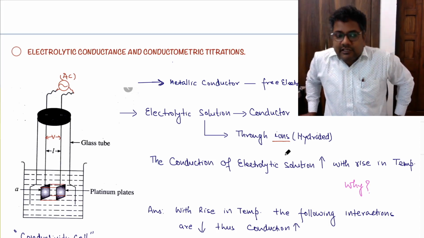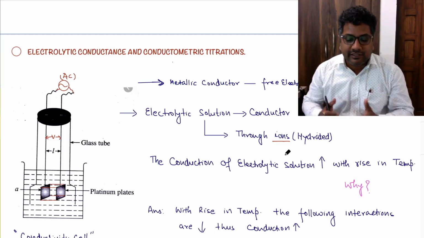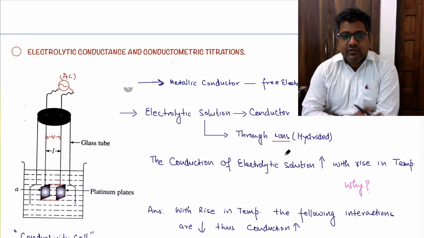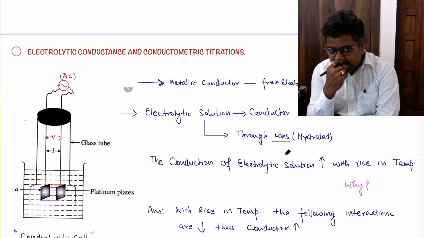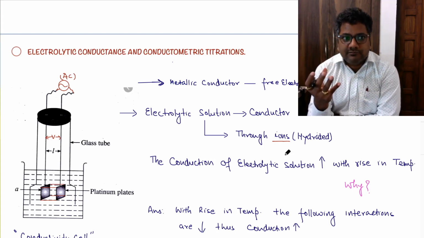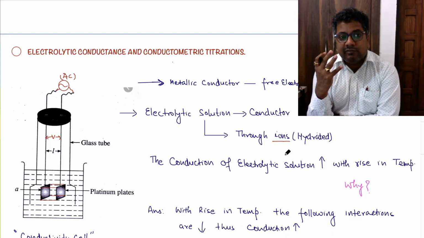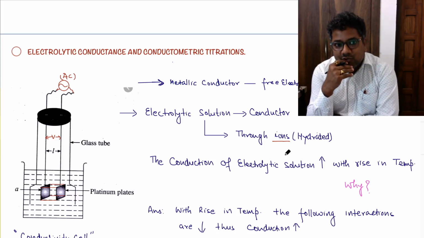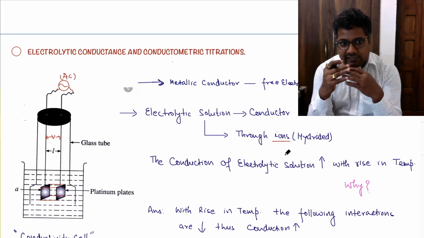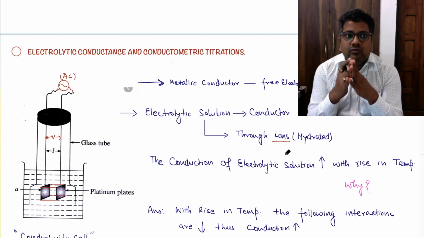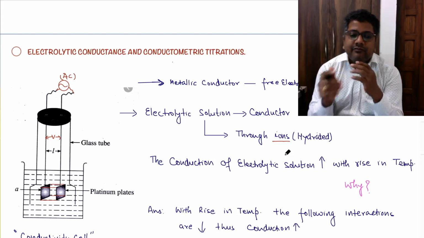So this is the difficulty here, that water also contributes some H+ and OH-. So there are two ways to eliminate this. Either you take water so pure that it is free from H+ and OH-. But remember, you cannot make water free of them. So the second method is that you have to do one blank reading.